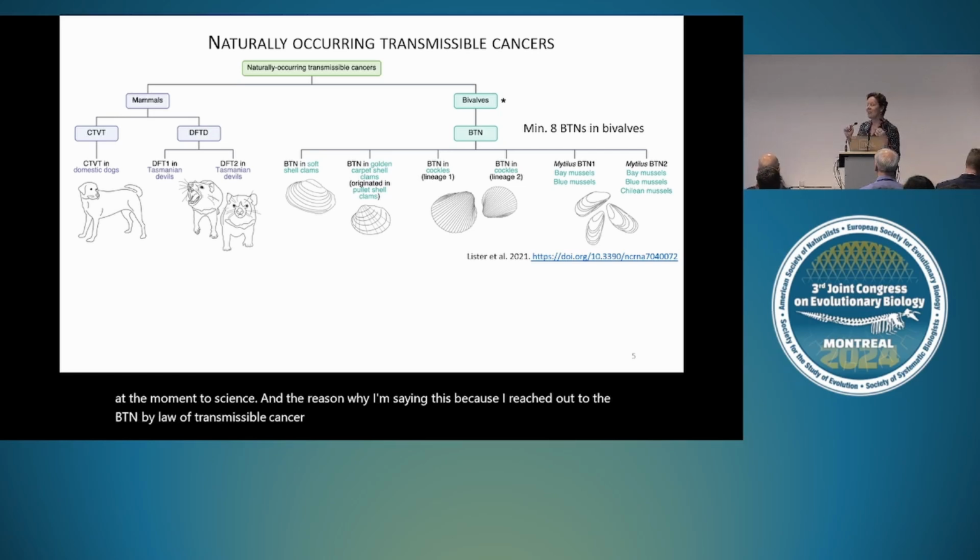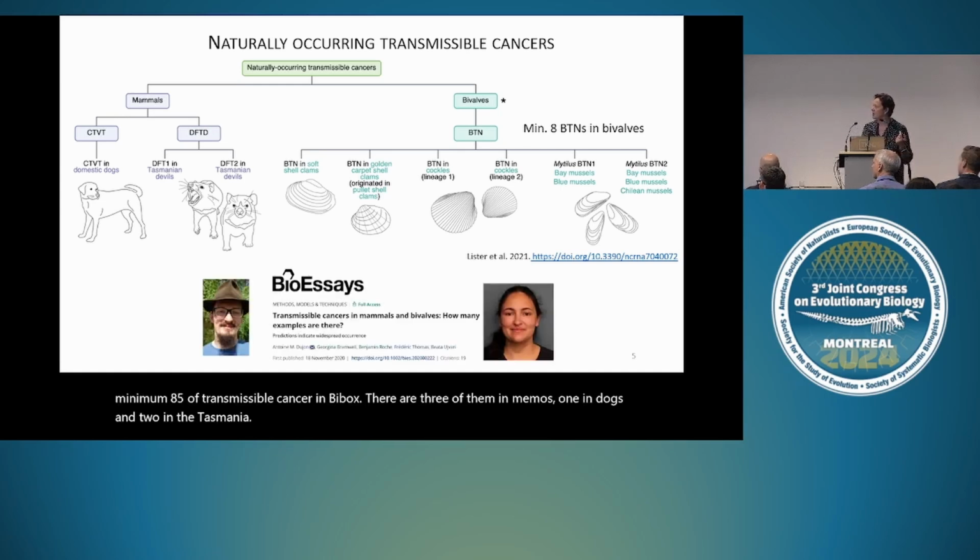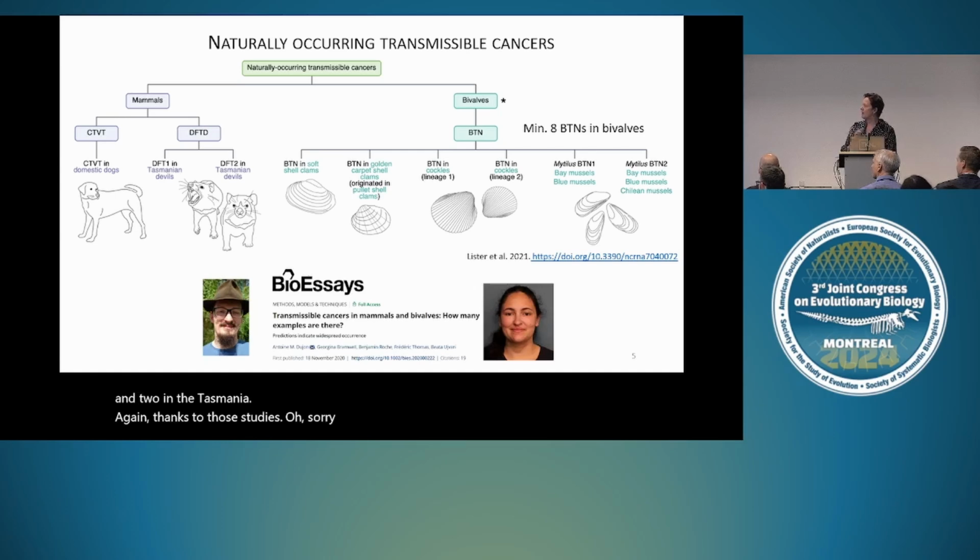just before I came, and some of them told me that there were 8 of them, some of them told me there were 11, so I go with minimum 8 bivalve transmissible cancers in bivalves. There are 3 of them in mammals, 1 in dogs, and 2 in the Tasmanian devils. Again, thanks to those studies, I jump back a bit.